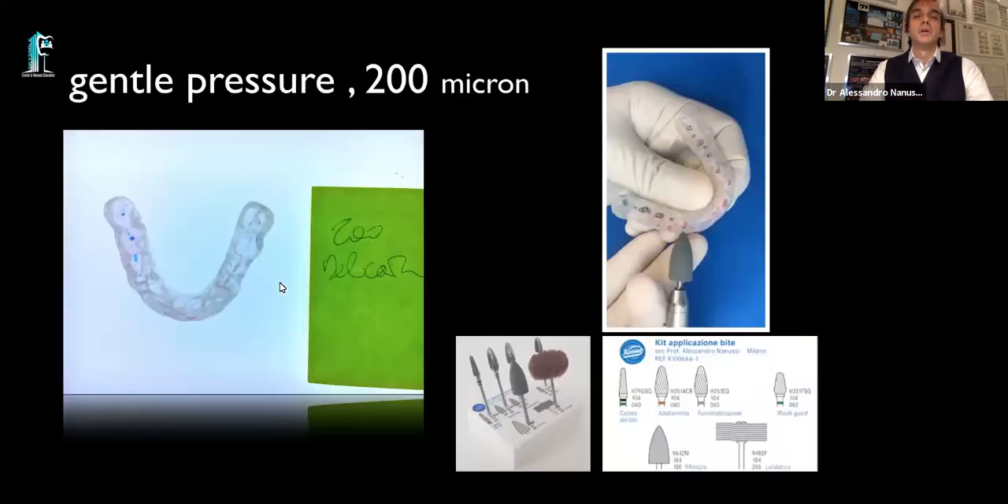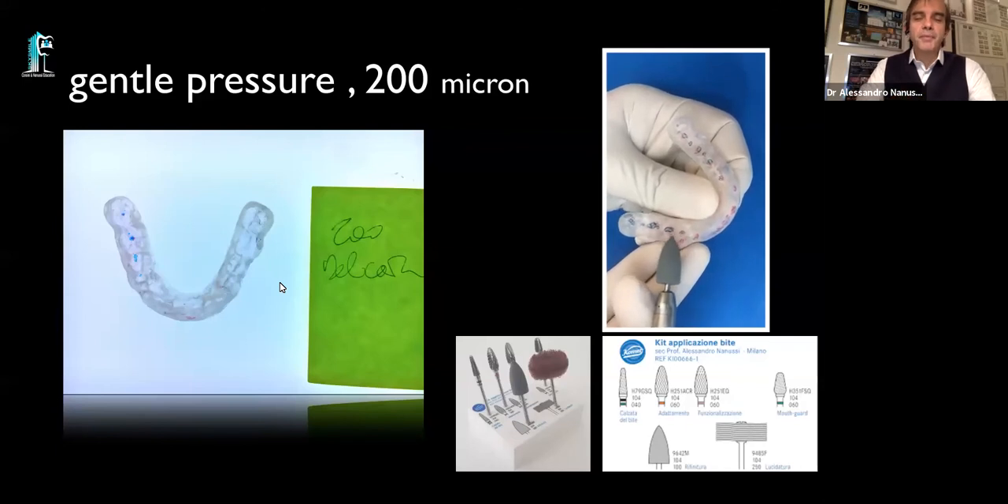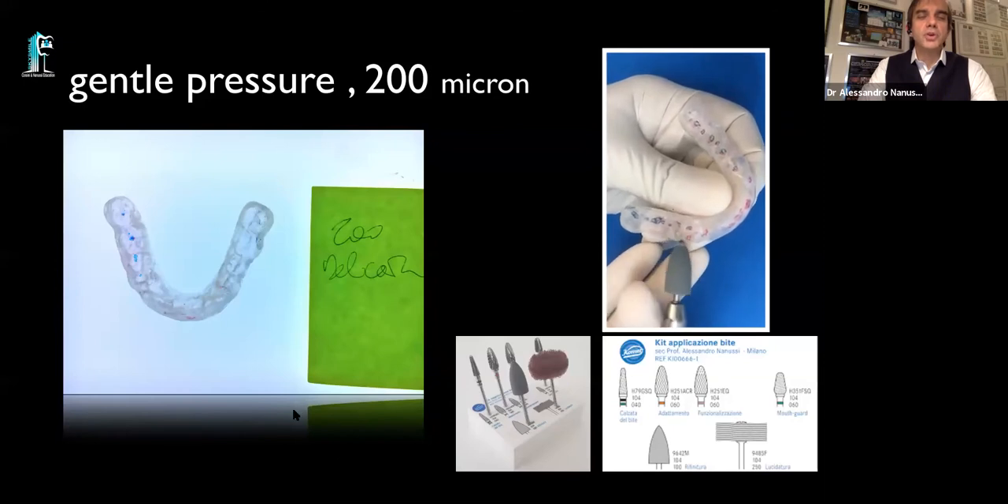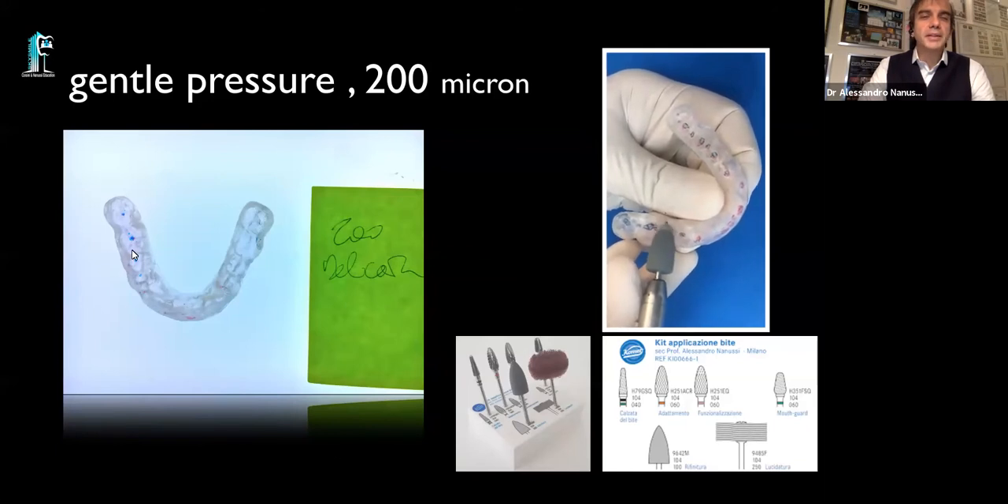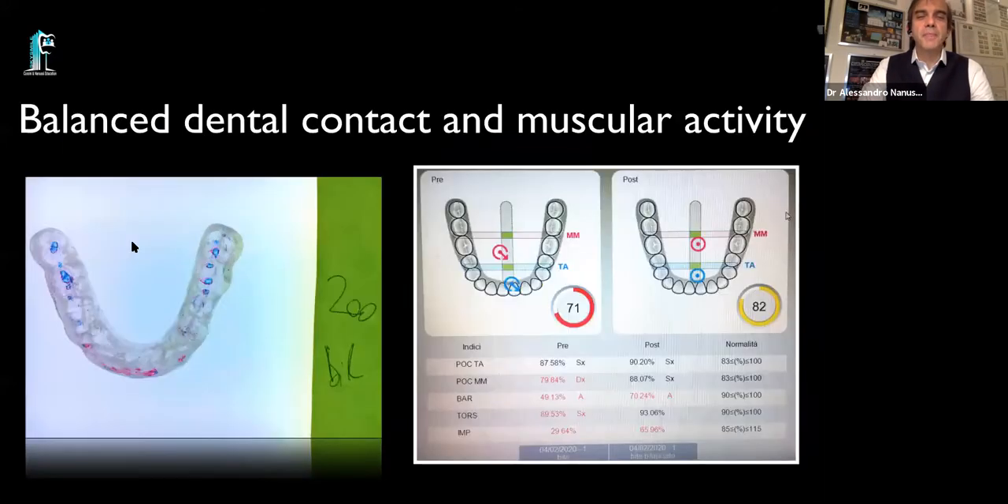So it's important to grind it with a very thin cutter, and to check with the occlusal paper where the first contact is. Then, when I have balanced my splint, I check whether I have improvement of the balance. Yes, now it is good enough. It's not perfect, but the impact is now 65%.